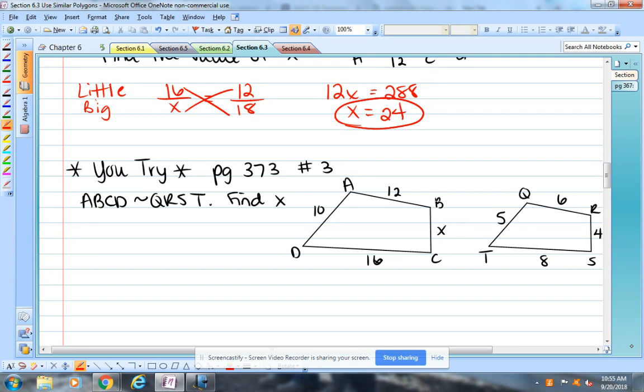Your proportion can look different from somebody else's. It just depends on which corresponding side you use for the other side of the proportion. But you still should get the same thing for x.